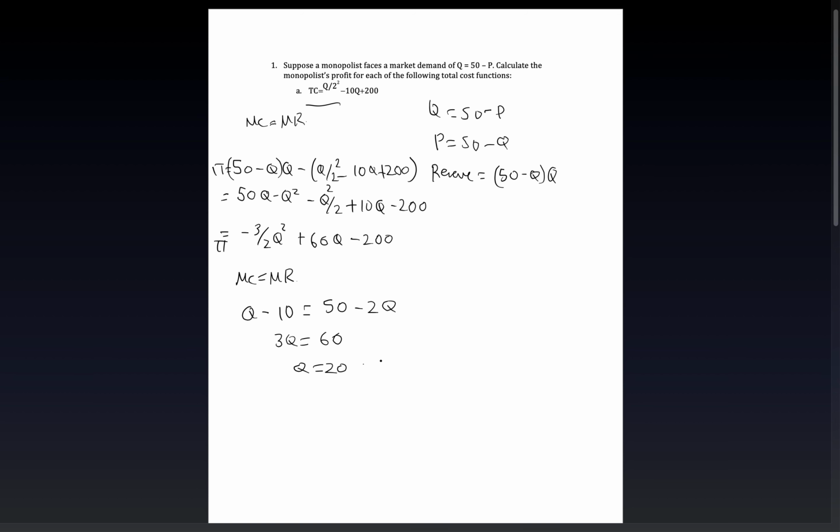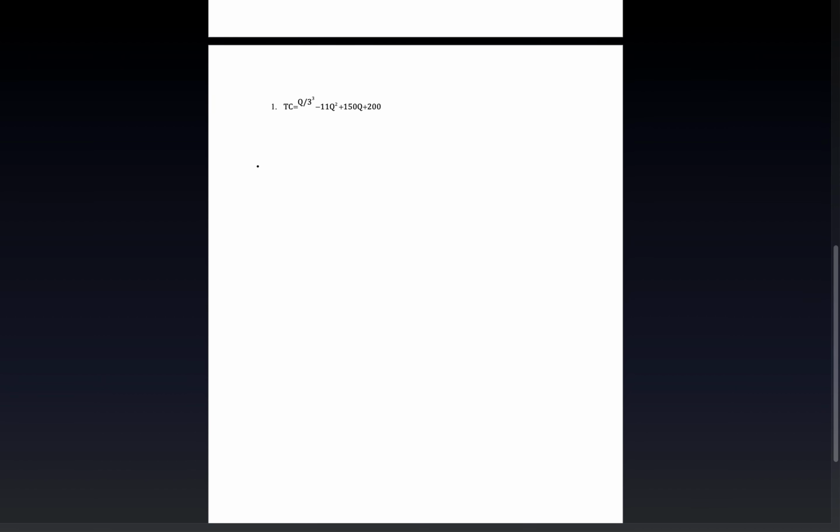And so if we sub Q equals 20 back into there, we get the result: negative 3 over 2 times 20 squared plus 60 times 20 minus 200 equals, it's going to be negative 600 plus 1200 minus 200, equals 400. That's our answer. So now for question 2, exactly the same situation.